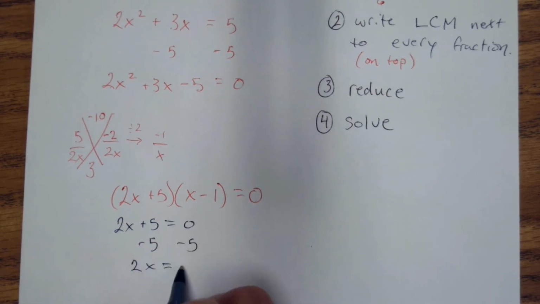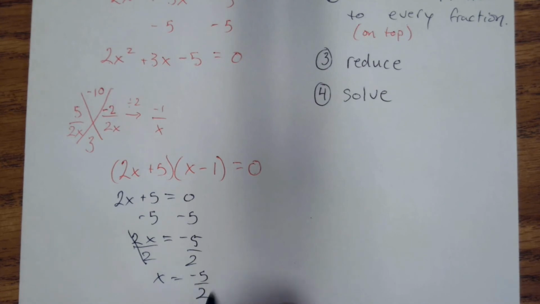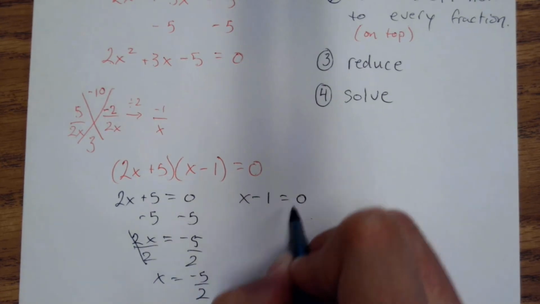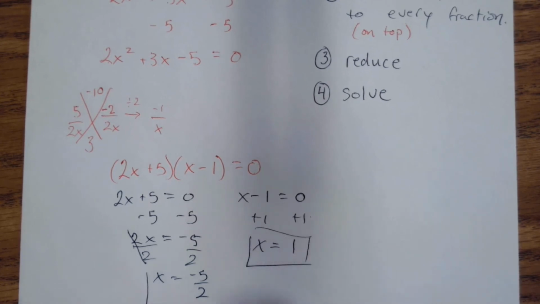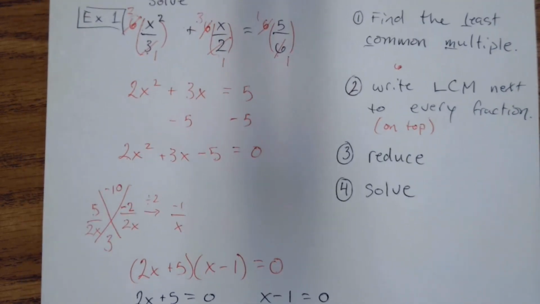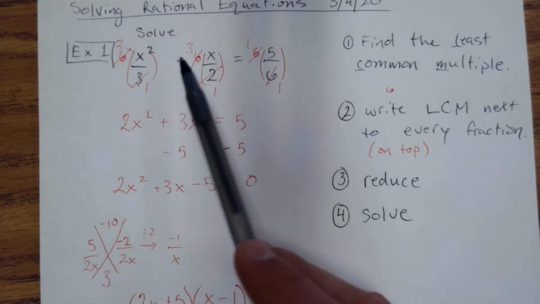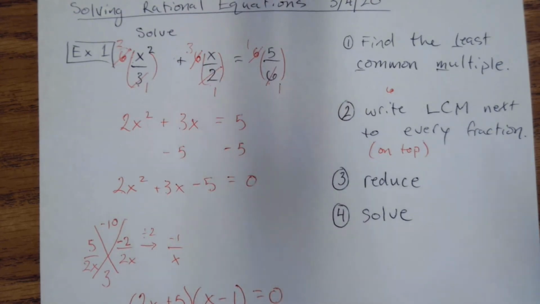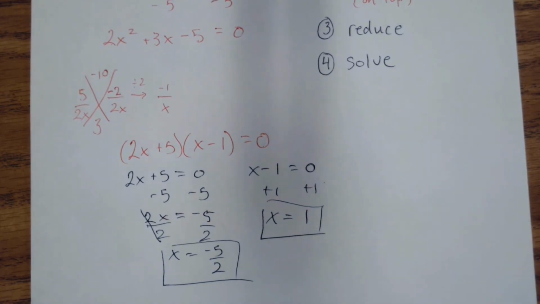So 2x equals negative 5. X equals negative 5 over 2. So we have two answers. We could plug both of those into our original and everything would work out. It would be like plug it in here and then we would end up with 5 over 6, but we don't need to check that right now. That's as complicated as it's going to get.